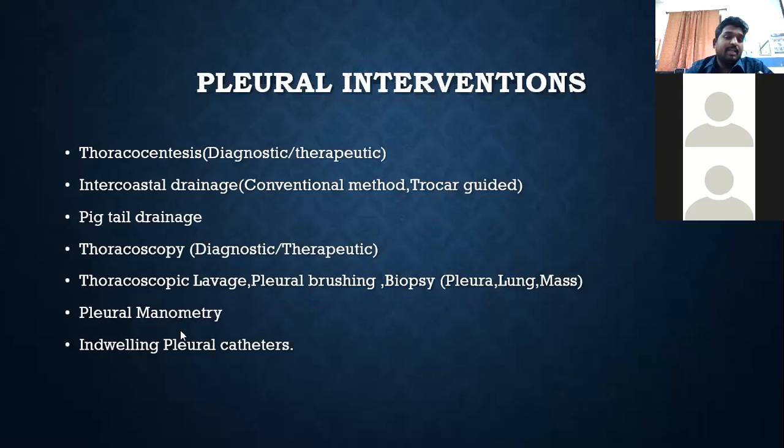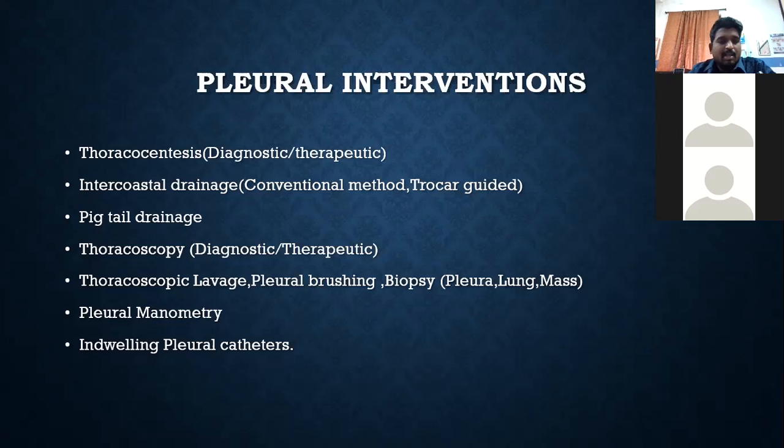And pleural manometry. I think manometry is not a new concept. This concept has been there for many years. The problem is how far the clinicians are using this manometry is a big question. And we have a good system to assess the pleural pressure. One can ask a question, sir, why do we want to assess the pleural pressure? This is very important to differentiate whether the lung will expand or not.